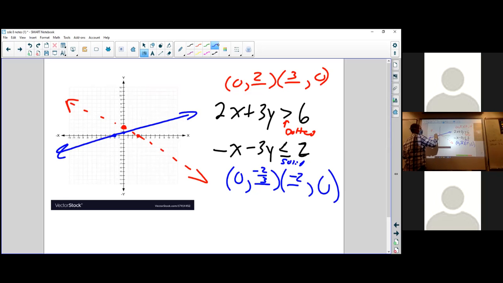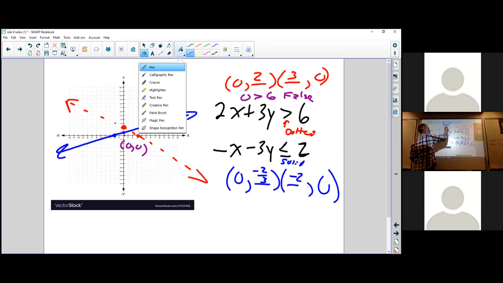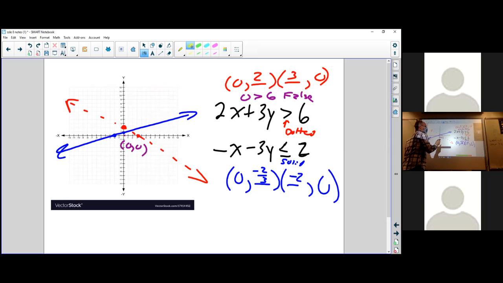Now 0, 0 is pretty close, but I'm pretty sure 0, 0 is a really good test point. It's definitely underneath the blue, it's underneath the red. Take those, plug them in. 2 times 0, 3 times 0, 0 is greater than 6. That's false. That's false. It's false for the dotted line. It means I'm going to shade this side of the dotted line.